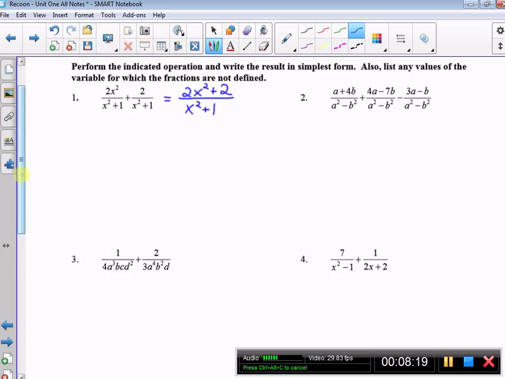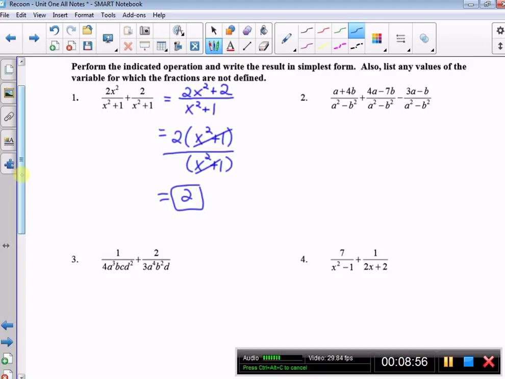The thing you need to look at here, though, is to list the values that the variable would have for the fraction to be not defined. There aren't any values that would make this fraction undefined because there's nothing you can plug in for x so that it would be negative 1 to make the denominator 0. So there's no values that would make this undefined. So all we have to do is simplify it, factor out a GCF of 2, we get x squared plus 1, and those cancel, leaving us with an answer of just 2.